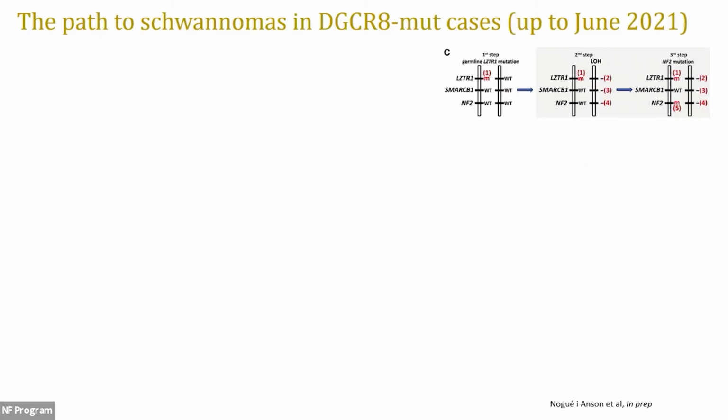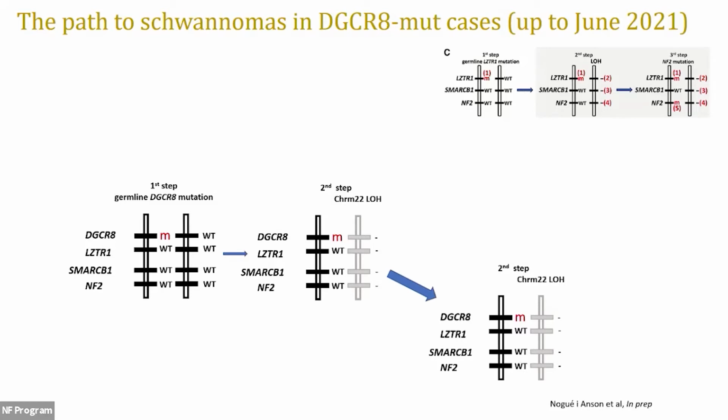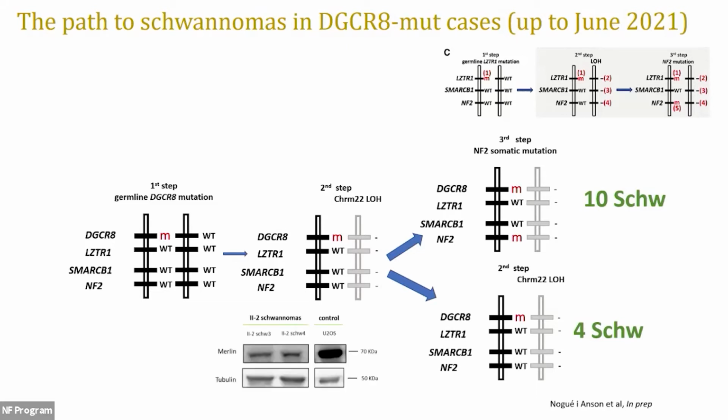And finally, trying to solve how DGCR8 is going to fit into this model: DGCR8 first mutation, germline, is here. They all lost the secondary copy of chromosome 22. So far we had 10 schwannomas that had a secondary somatic mutation in NF2, and 4 that do not, about a third. In 2 of those 4, we had enough tissue to run a Western, and we were able to see Merlin. So there is a proportion that seems to be okay without mutations in NF2.